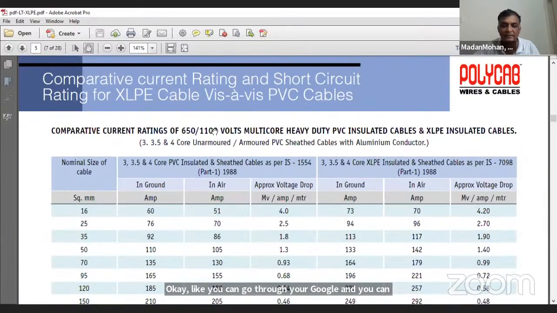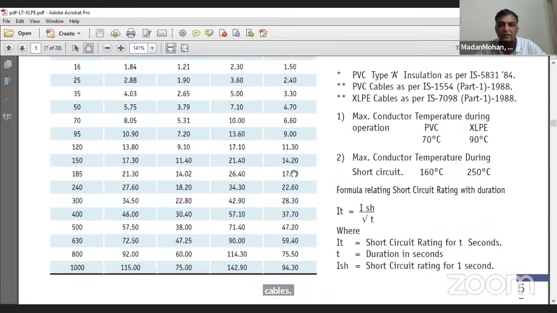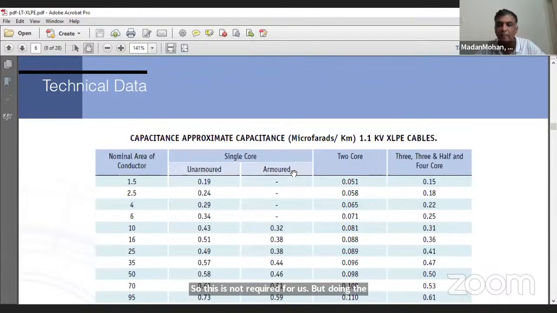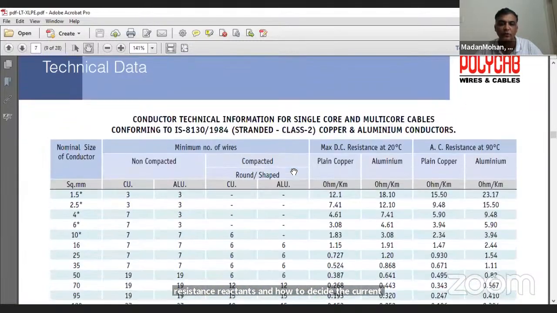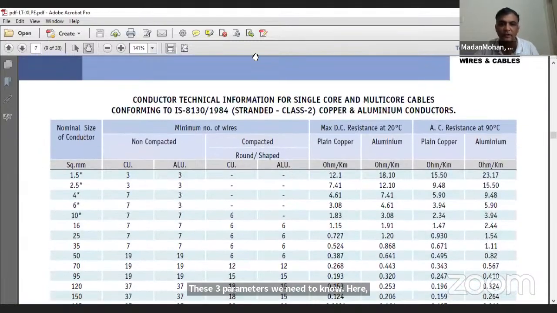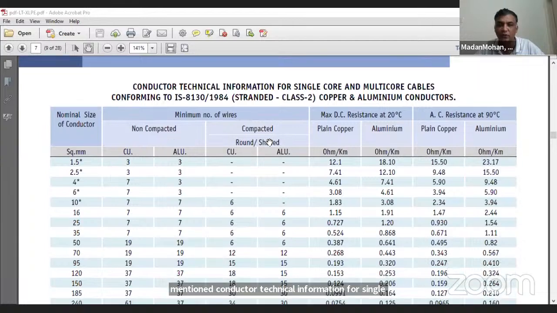First, here it is mentioned comparative current ratings of some cables. This is not required for us. For doing the cable sizing calculation, we need to know how to take the conductor resistance, reactance, and how to decide the current carrying capacity of the conductor. These three parameters we need to know. For conductor resistance, here it is mentioned conductor technical information for single core and multi-core cables. It doesn't matter whether it is single core, two core or three core.